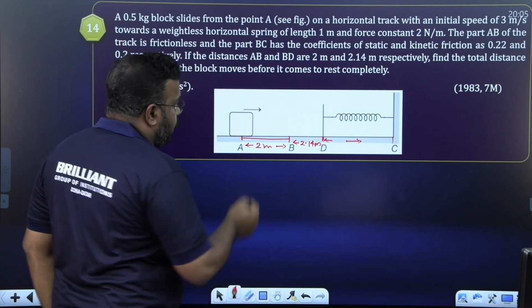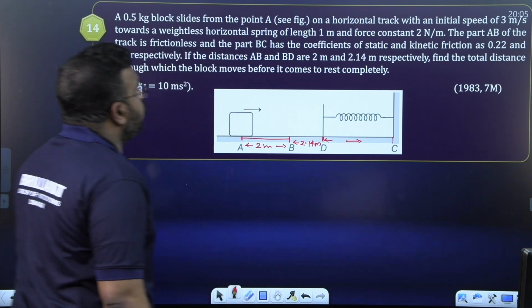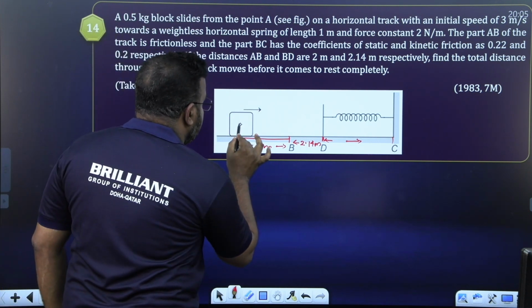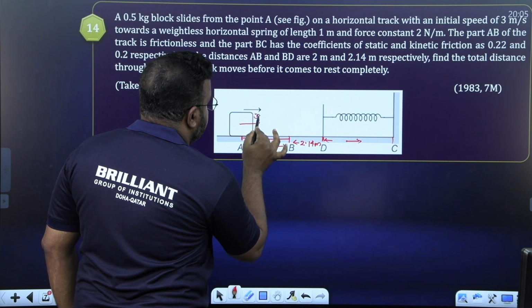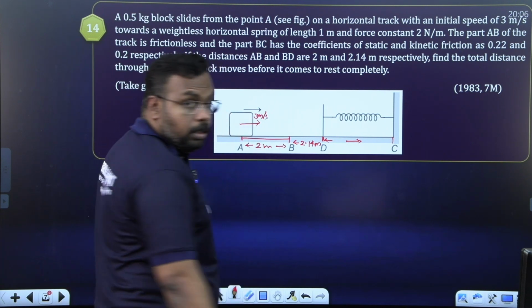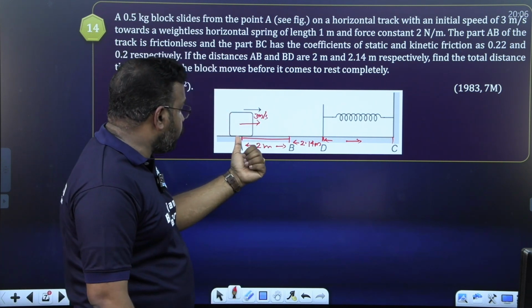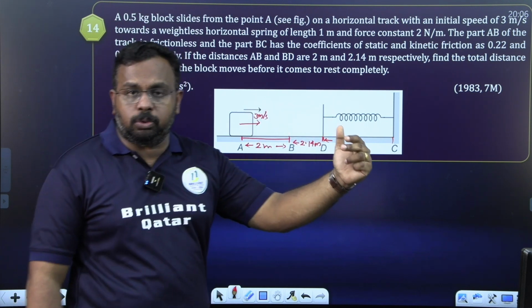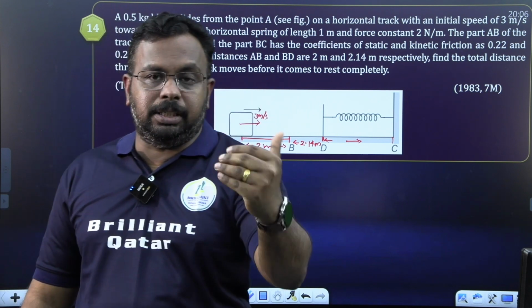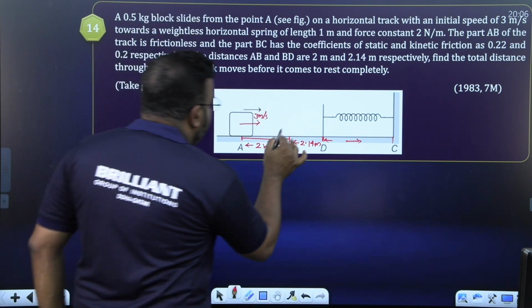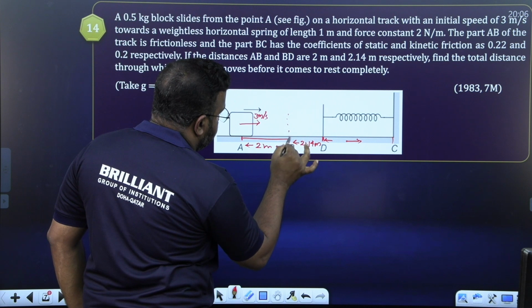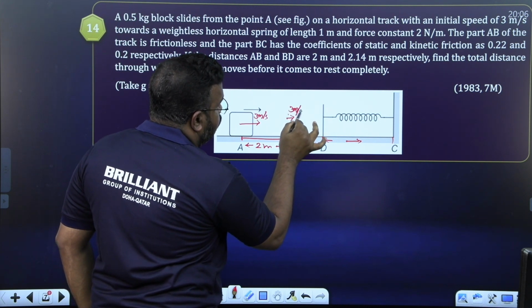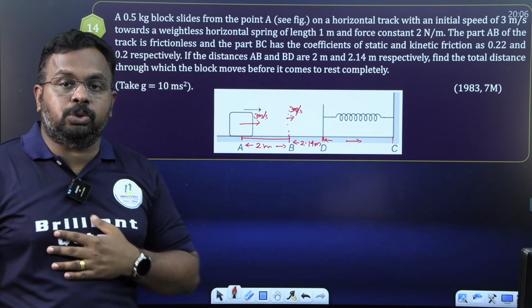The initial speed of the body is given as 3 meter per second. Since there is no friction on the path from A to B, there is no opposing force, so there is no acceleration or deceleration. That means when the body reaches the point B also, its velocity remains 3 meter per second. Now you should be very careful.